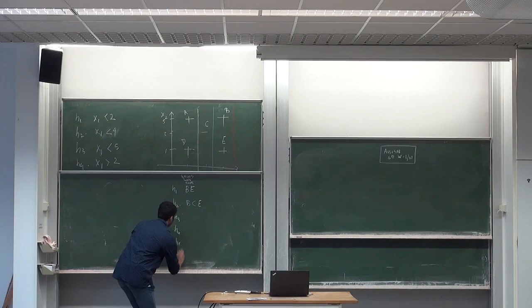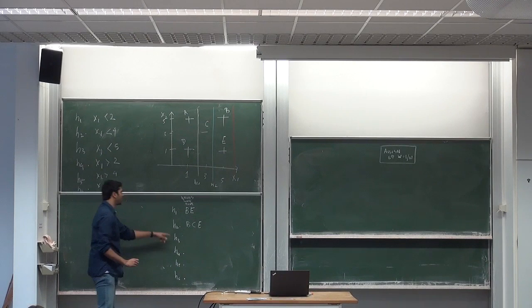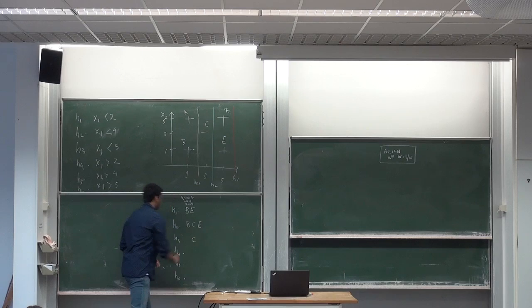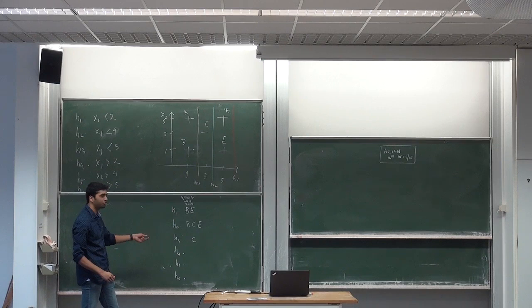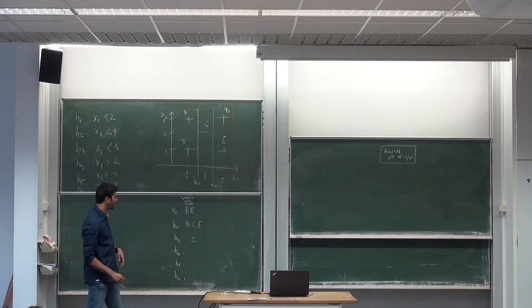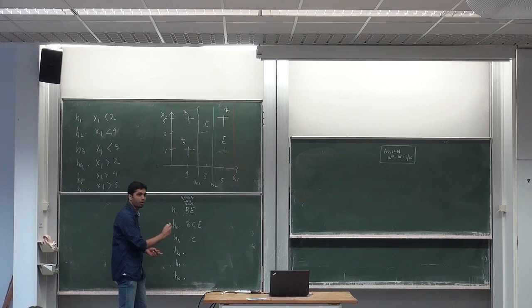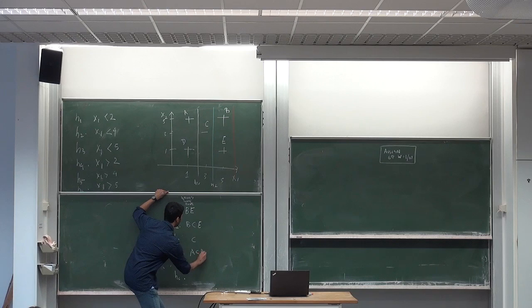OK. How about H3? So we have the first three. The next three are actually kind of easy to pick out because they're just the opposite. If H1 makes B and E as errors, what would H4 make as errors? It would make all the remaining points, right? So it would make A, C, D as errors.